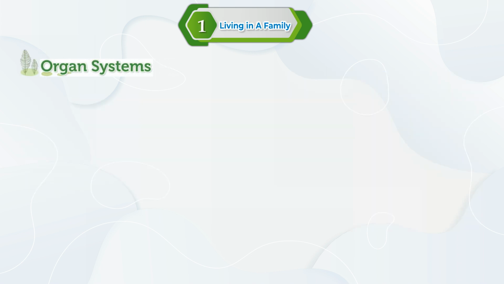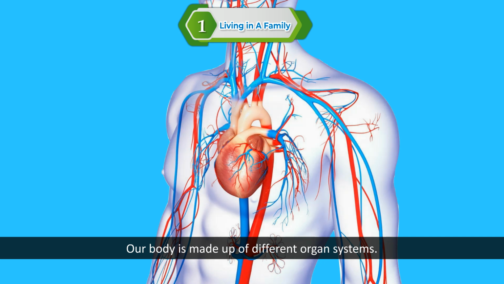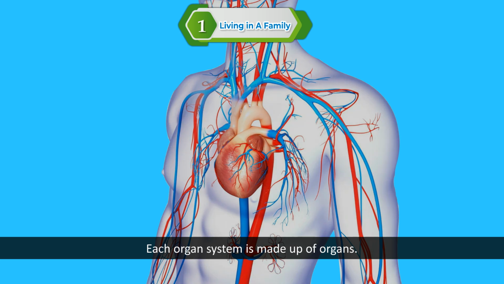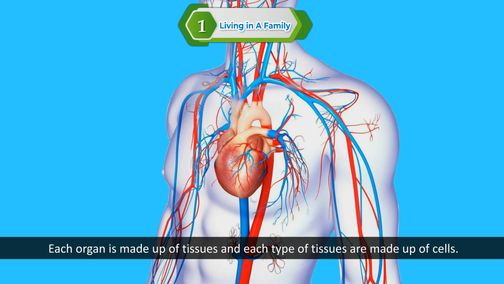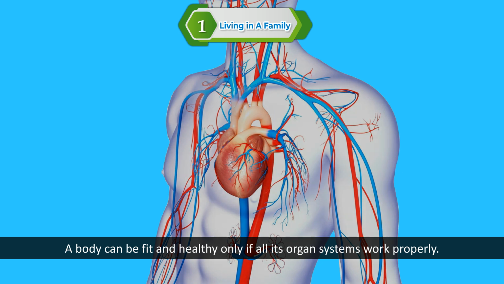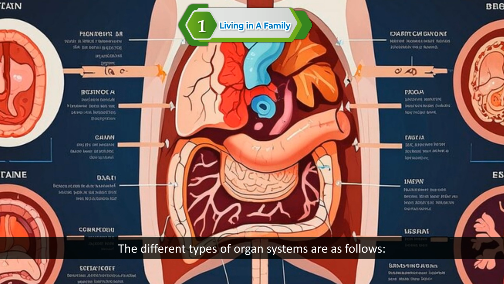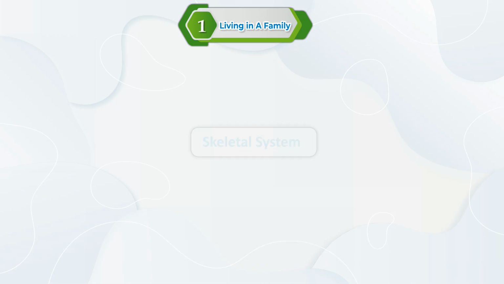Organ systems. Our body is made up of different organ systems. Each organ system is made up of organs. Each organ is made up of tissues, and each type of tissue is made up of cells. A body can be fit and healthy only if all its organ systems work properly. The different types of organ systems are as follows.